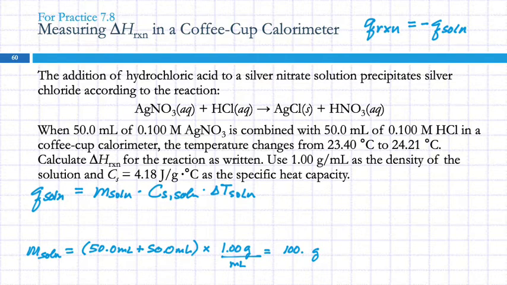I'm going to do delta T up here. There's just not much room here. Final, 24.21 minus initial, 23.40. 0.81.